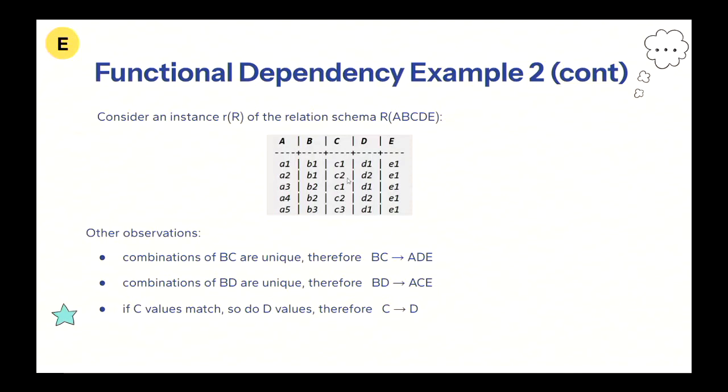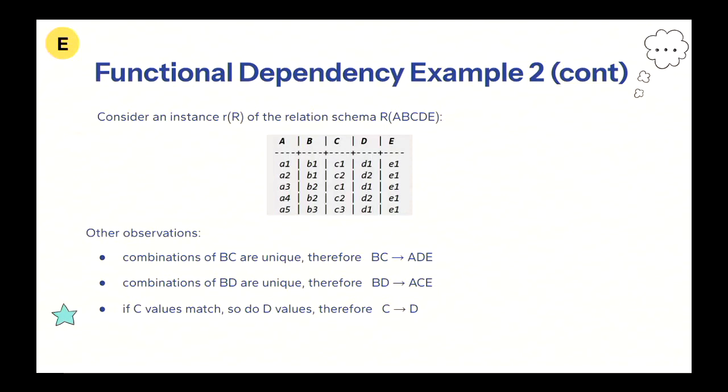Let's say there are two matches here: the first row and the third row, and the second row and the first row. So we have two matches here. If C values are the same, D values are also the same. Therefore, we could also say C determines D. But can we do it reversely? Can we say D determines C as well in this case?